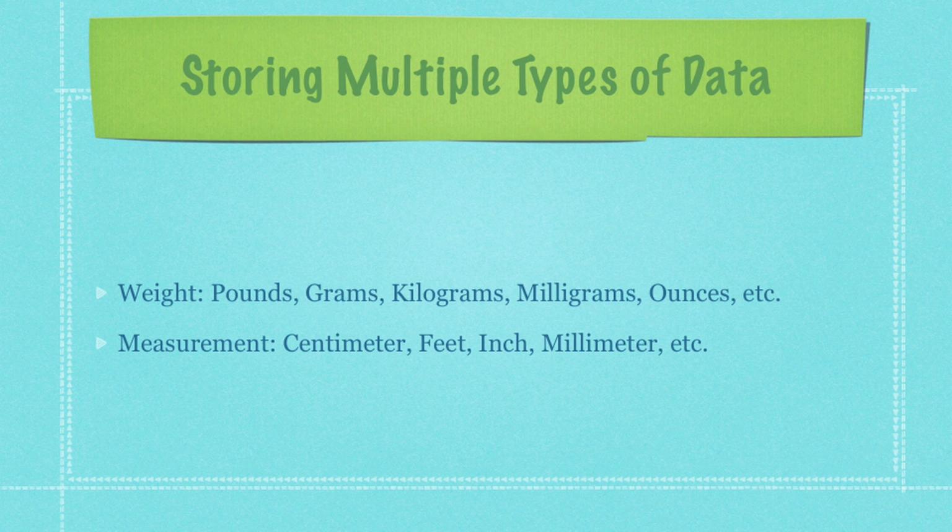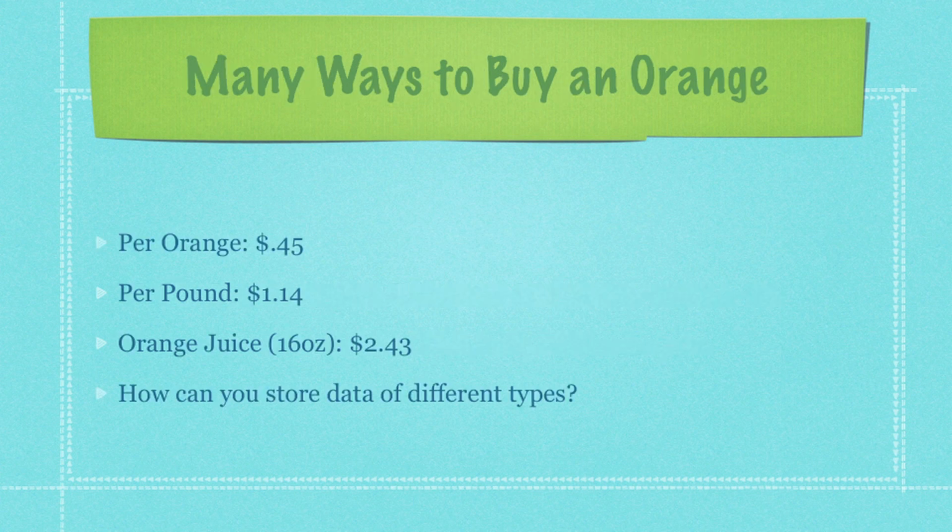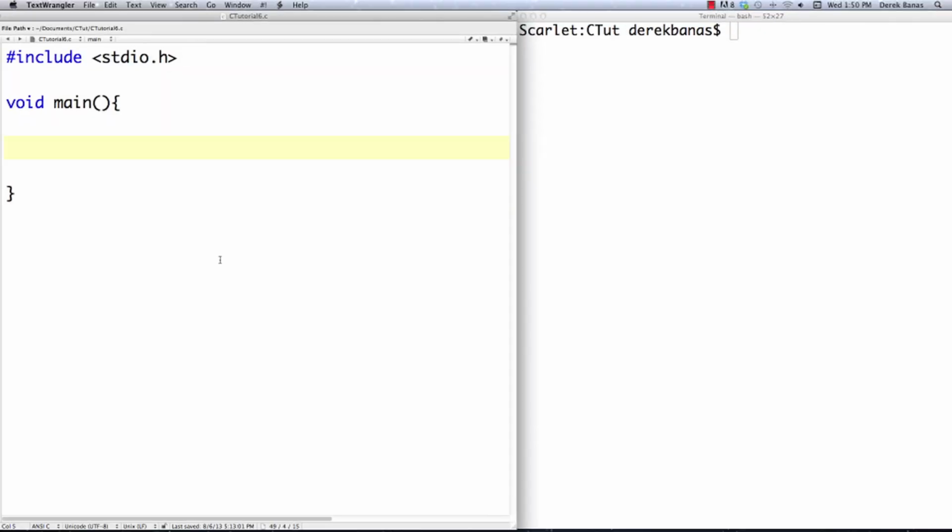all in one variable? Let's say, for example, we are selling oranges. Now, we could sell oranges on an individual basis, we could sell them per pound, or we could sell them as orange juice. How can you store data of different types? Or, basically, is it even possible? Well, the answer is a union.